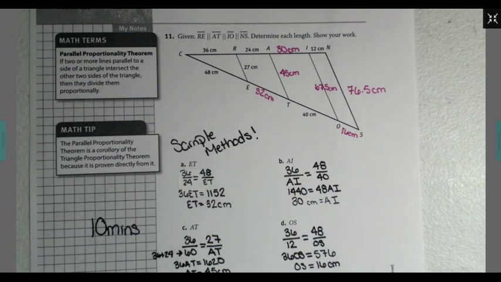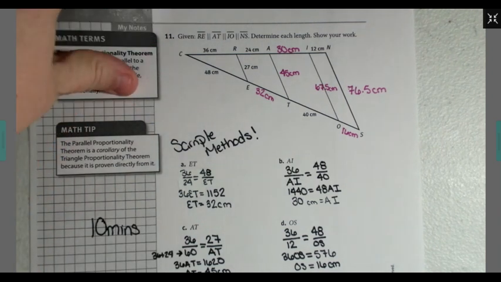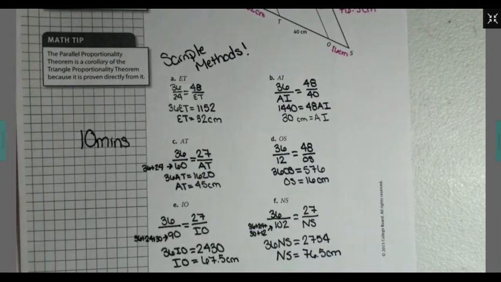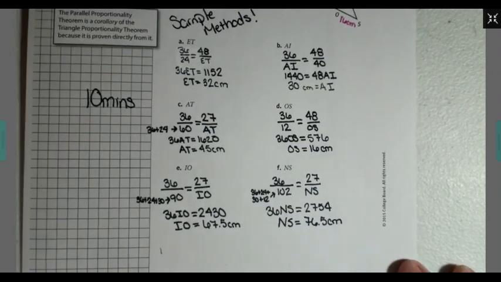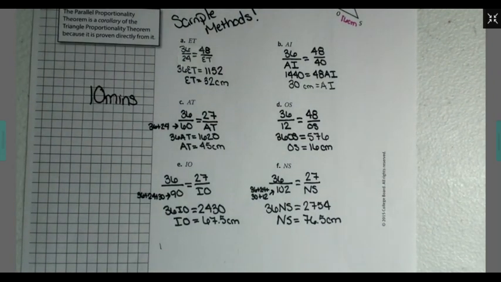As you can tell, the answers to all the missing pieces have now been provided. I'm going to leave this up for just a second. Please note that these are only sample methods. These are not the only ways you could have worked to get these answers. They're just the ways that I thought about as I was setting up my proportions, okay?